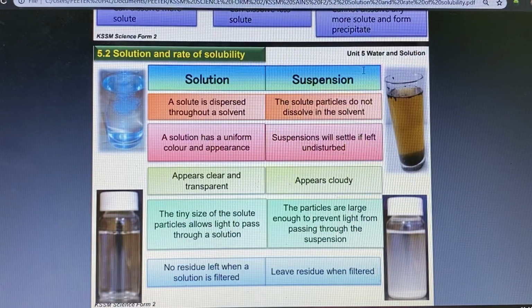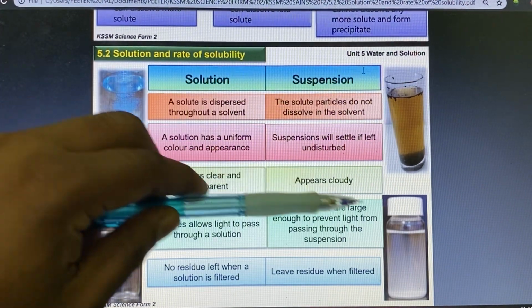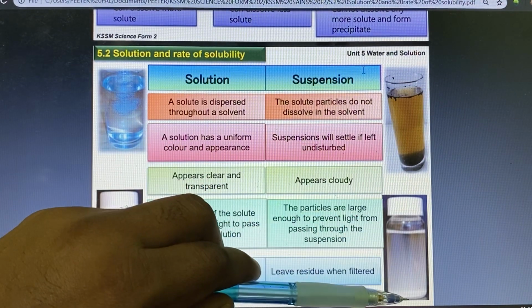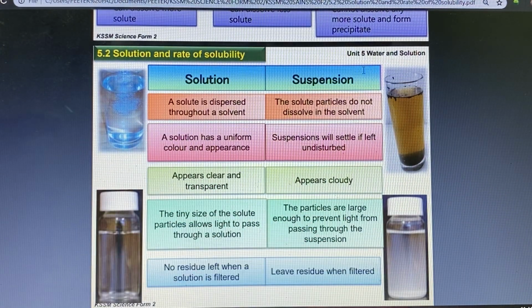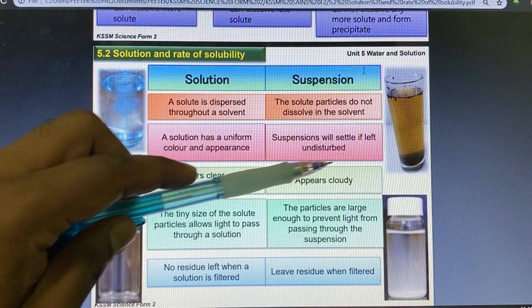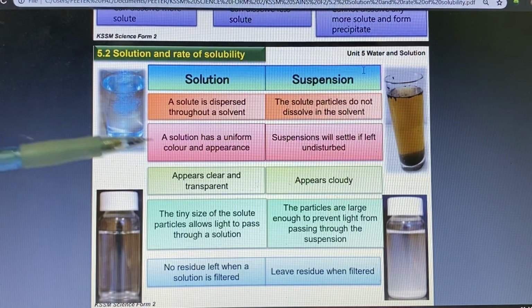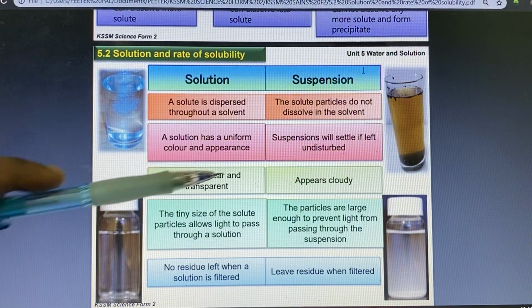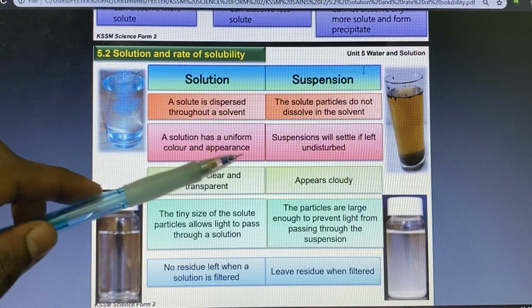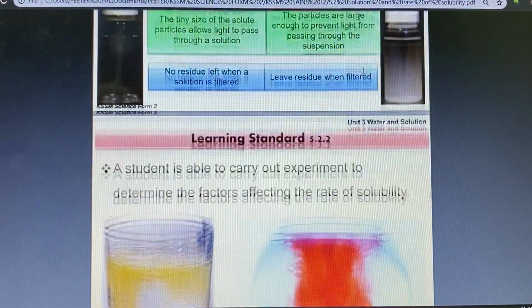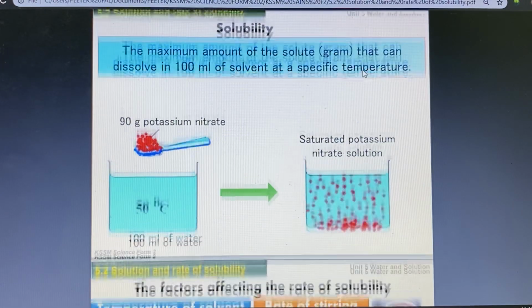And then we have a solution and a suspension. What is the difference between a solution and a suspension? Number one, a solution appears clear and transparent. But a suspension appears cloudy. You can see the precipitate, you can see the suspension there. A suspension will settle if left undisturbed, but the solution will stay uniform.